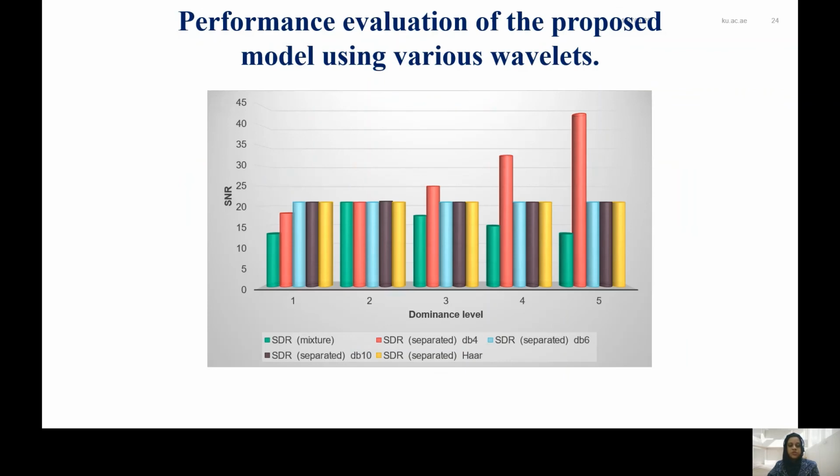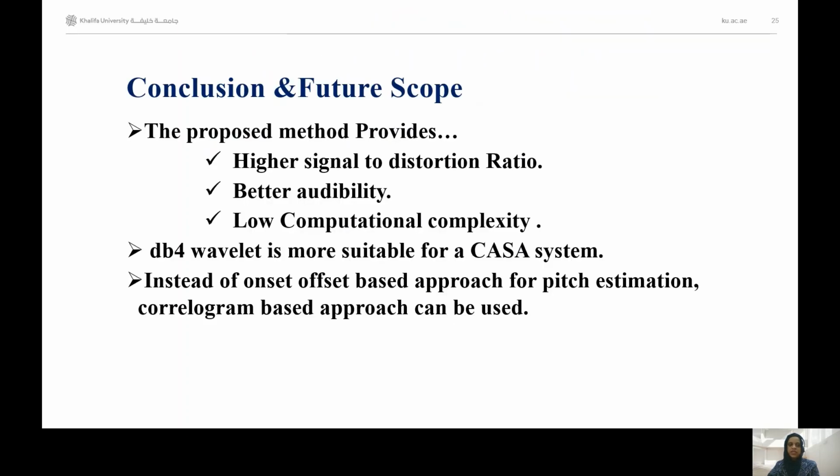Also, the proposed model is examined with various wavelet packets such as db4, db6, db10 and Haar wavelets. From the figure, it is clear that the db4 wavelet shows an increase in the signal to distortion ratio with the increase in the dominance level. Hence, the db4 wavelet is more suitable for a CASA system. The proposed method provides higher signal to distortion ratio, better audibility, and low computational complexity. Instead of the onset offset based approach for pitch estimation, a correlogram based approach can be used. Thank you.